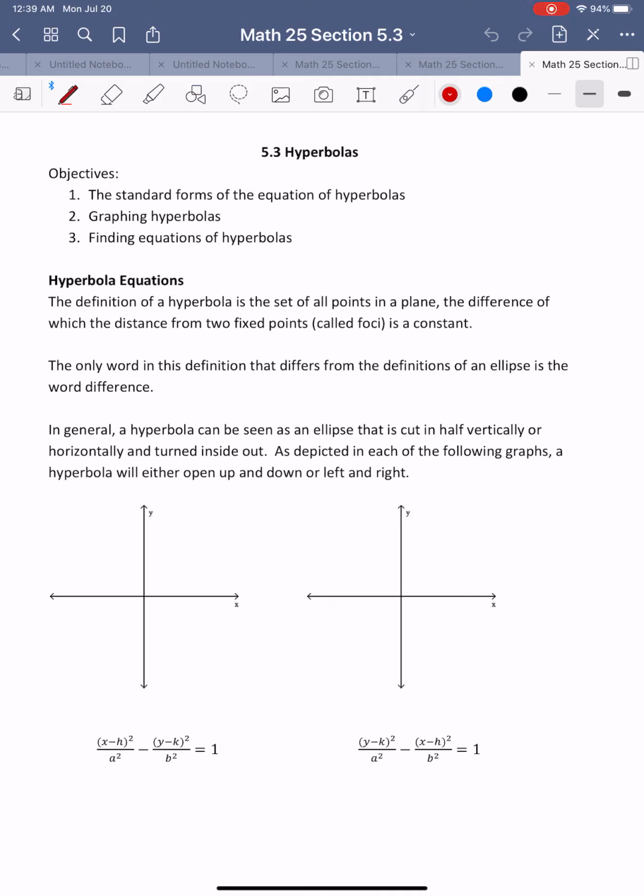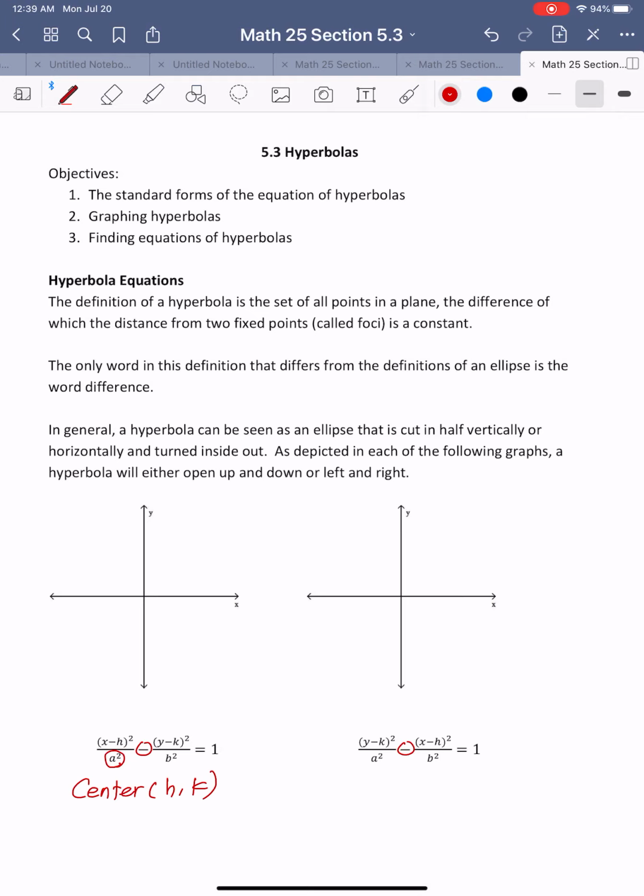As depicted in each of the following graphs, a hyperbola will either open up and down or left and right. The difference between the hyperbola and the ellipse is that there's a negative sign in the hyperbola. And A doesn't have to be bigger than B this time. The center is (h, k), and the a squared actually determines the vertices.